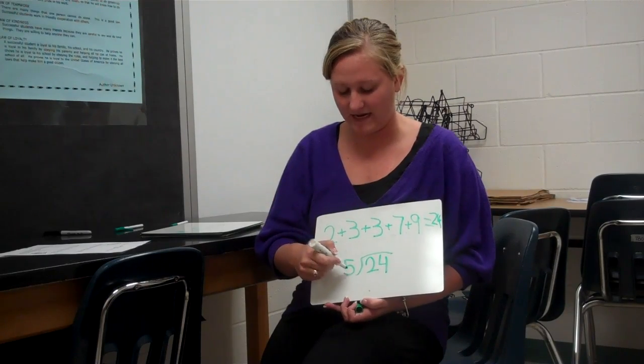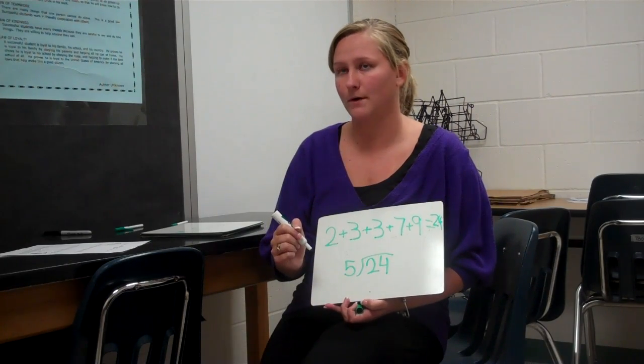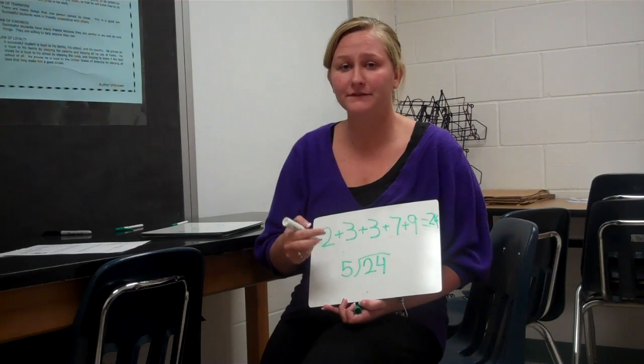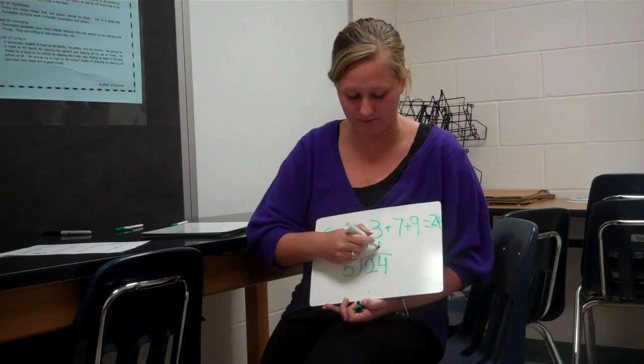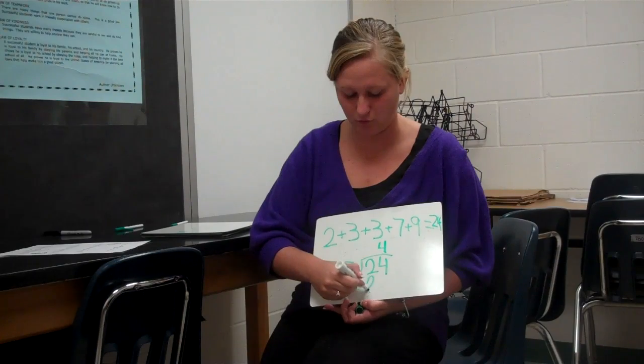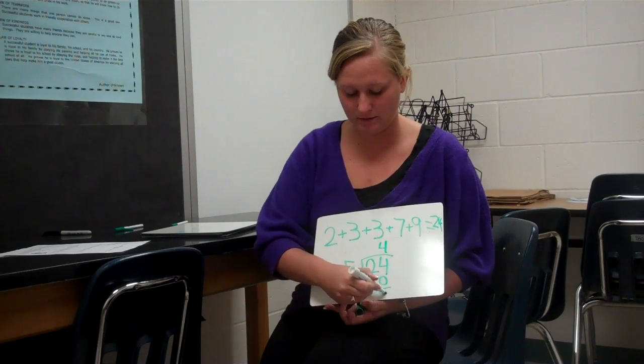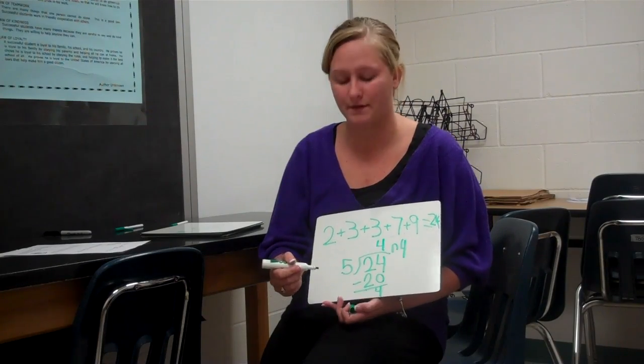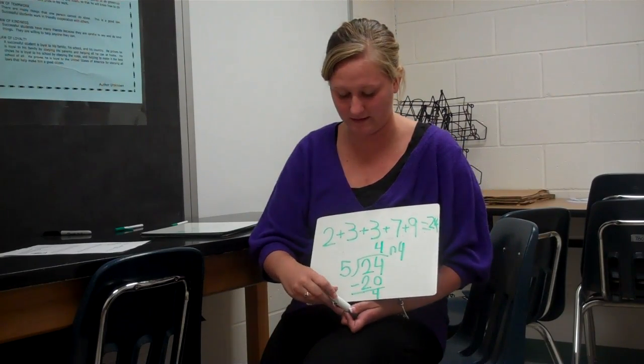When we divide, we have to say how many times does 5 go into 24. For this one, you can count by 5s. 5, 10, 15, 20. Your answer would be 4. Subtract 20. You'd get 4. 4 remainder 4 is your answer for this set of data for your mean.